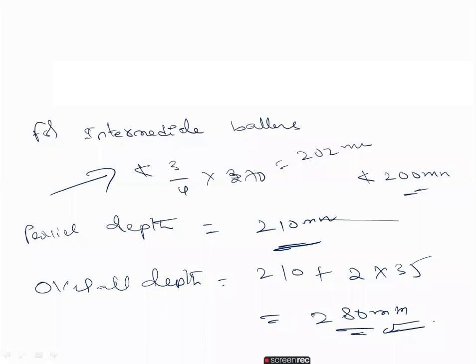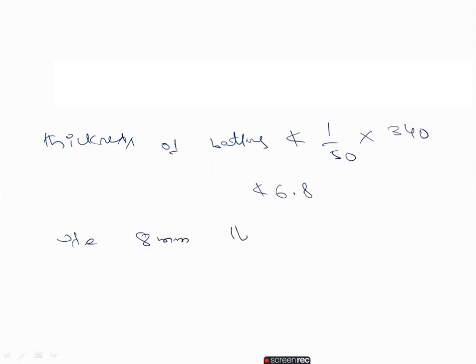The next step is the thickness of the batten. How will we calculate the thickness of the batten? The thickness of battens should not be less than 1/50 times the overall depth. That is, the overall depth is 340 for the end battens. You will get that it should not be less than 6.8. So use here 8 mm thick plates. This is the size of the battens. Here we calculated the effective depth and overall depth, and the thickness of the battens we used here.